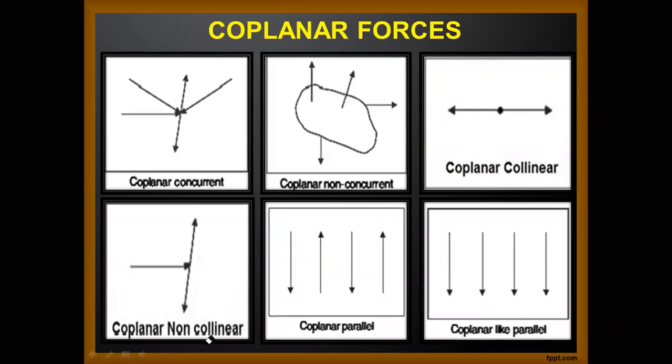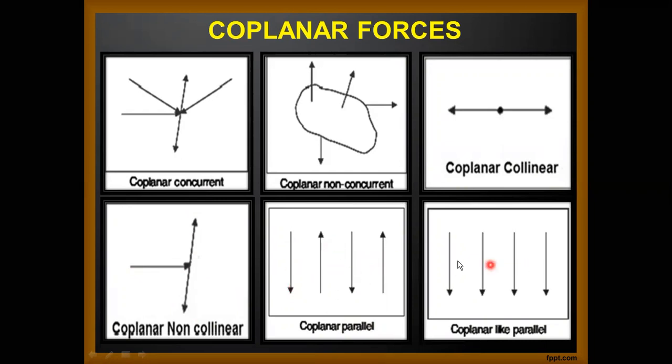Same way, coplanar non-collinear. The lines of action of the forces are not along the same direction. So here you see this force having a line of action along this direction, and these two forces having a line of action along this direction. So it is called a non-collinear coplanar system.